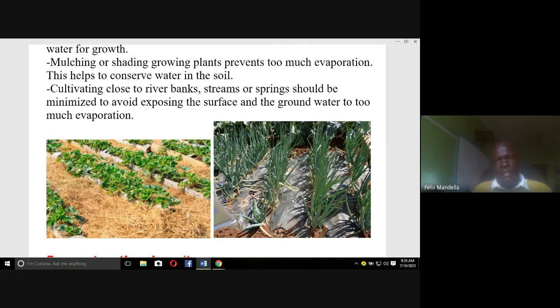Remember again, as we learn science, I always tell you, the main reason why farmers apply mulch, or the reason why farmers practice mulching, is to prevent loss of moisture, to help reduce or prevent the loss of moisture from the soil.